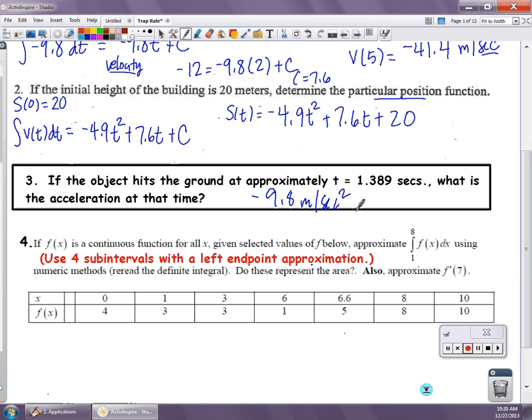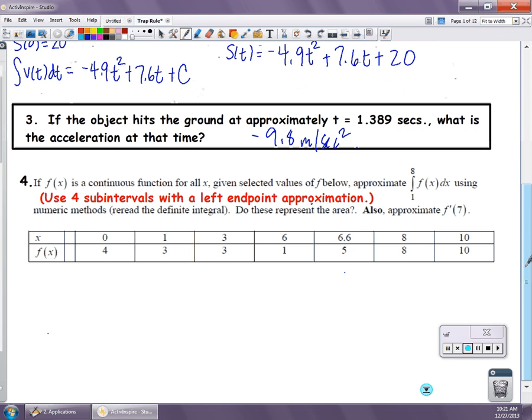And then finally, number 4 is a review of what you were doing in your homework last night and what we talked about in the last video. F of x is a continuous function. We have selected values in the table. We want to approximate the area from 1 to 8 using 4 subintervals, a left endpoint approximation. So we're using Riemann sums like we talked about yesterday.